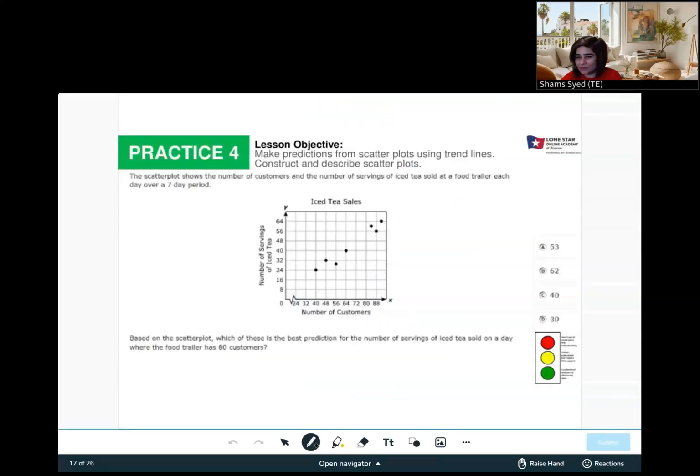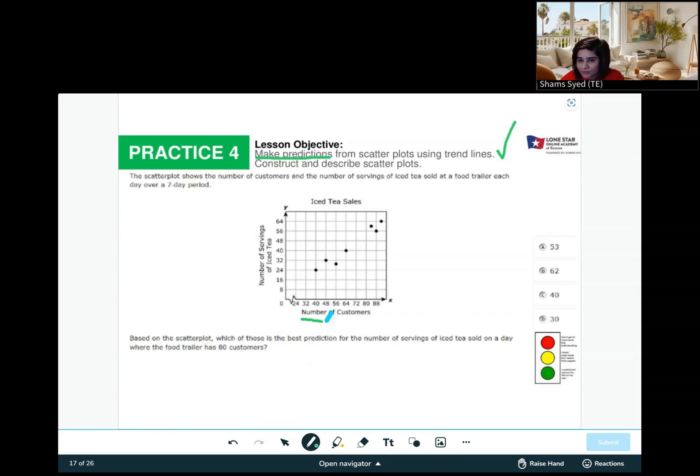It's just about making predictions, and I know you're going to do great. Here we are. Notice we will be making predictions again because that is the bold skill. That's the big skill for this topic. The scatter plot shows the number of customers and the number of servings of iced tea sold at a food trailer each day over a 7-day period.